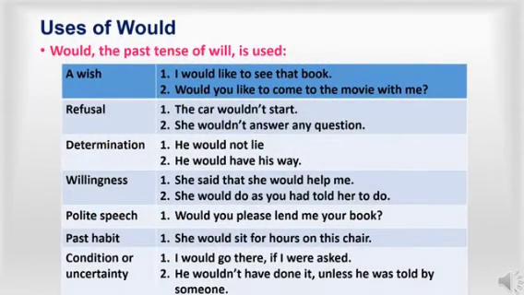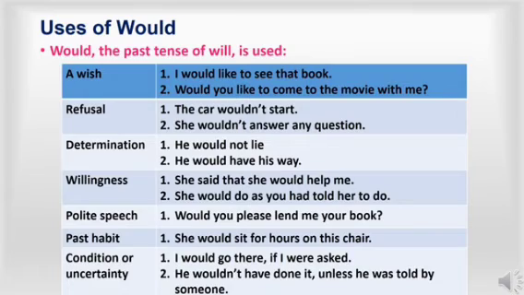Uses of would. Would, the past tense of will, is used in this way. If I have to express a wish, how can I use the word would? I would like to see that book. Would you like to come to the movie with me? Now, if it is a refusal, if I have to refuse something, how can I use the word? The car wouldn't start. She wouldn't answer any question.